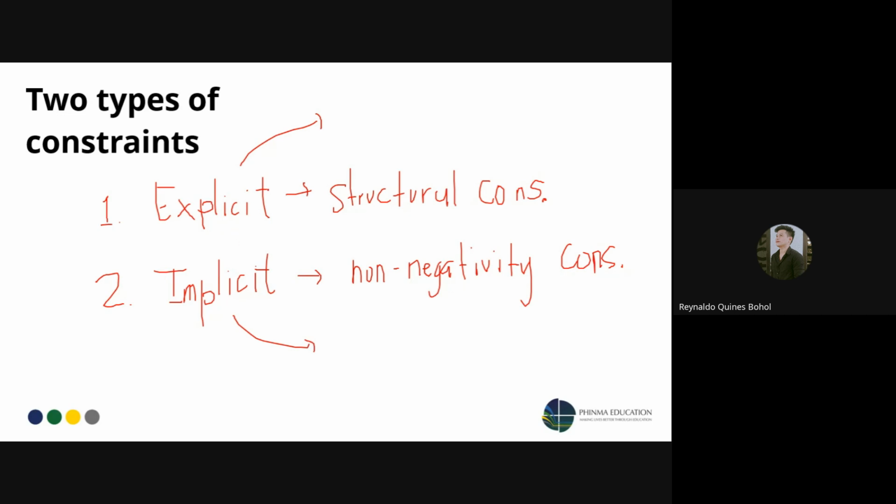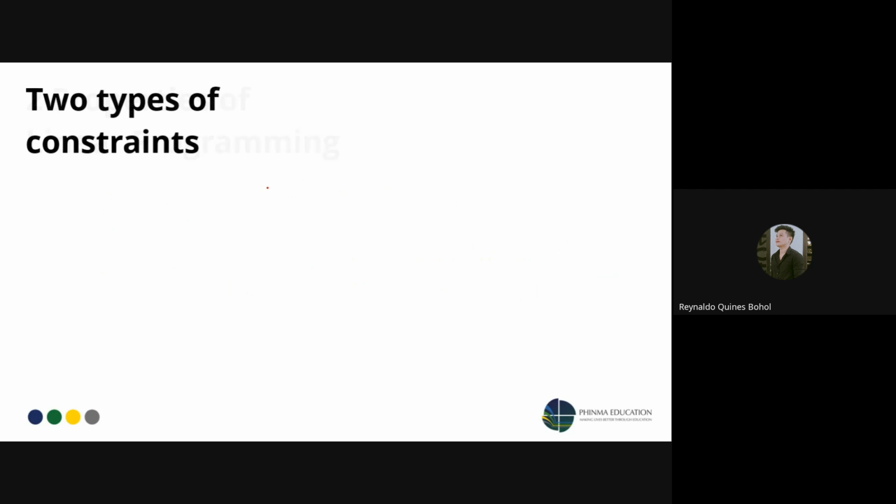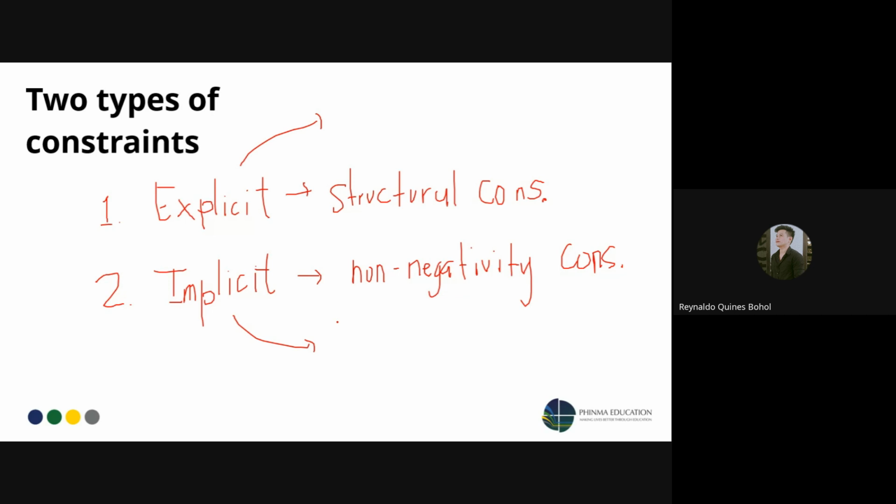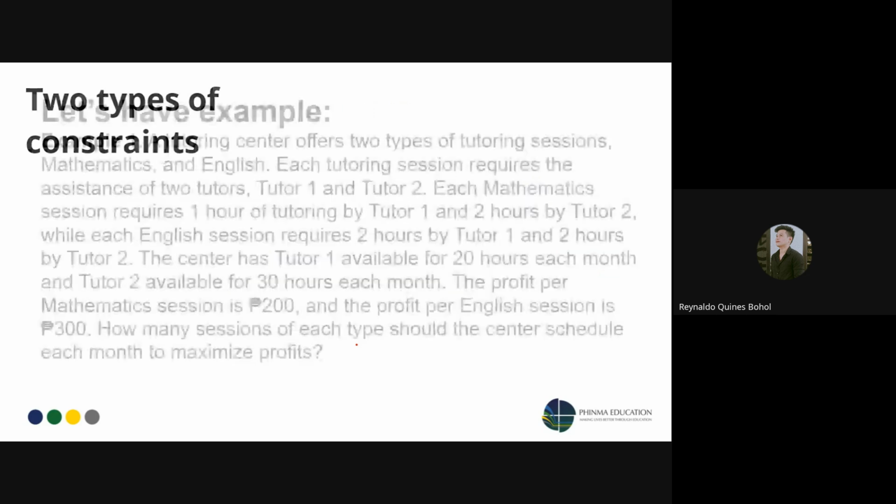Explicit, okay, that's the time that we're going to use the mathematical equation. Ito na yung mga mathematical equation, guys. Ito naman, non-negativity, gagamit lang tayo dito ng 0. Okay, 0, 0. 0 lang yan kasi implicit lang siya. So, to make it clear, let's have an example.